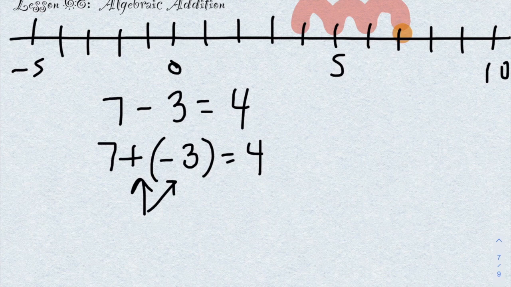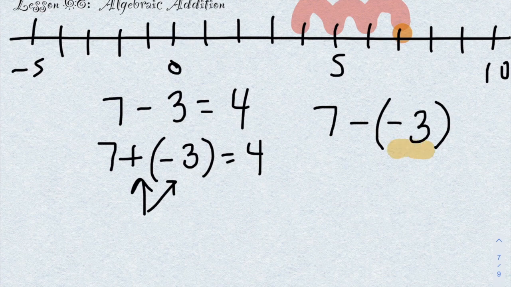Okay, let's say I ask you to find 7 minus negative 3. Okay, this minus 3 is like saying the opposite of 3, right? But this minus is another opposite. So if I start at 7, okay, and I go to the opposite of negative 3, well, the opposite of negative 3 would be this way. So I would go 1, 2, 3. That would give me 10.